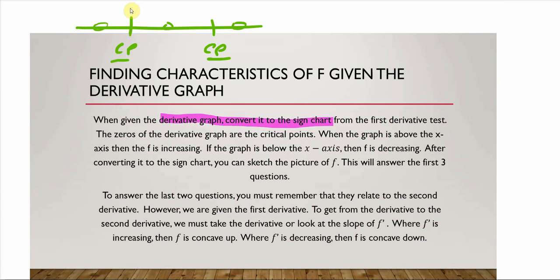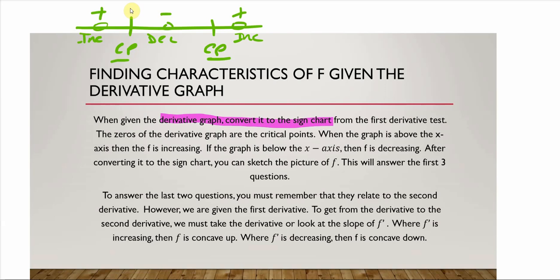Could be any numbers in between these and each interval, but not the CPs. And we plug them into the derivative, and if it was positive, it would be increasing. If it's negative, it's going to be decreasing, and if it's positive, it would be increasing. And then from there, we could sketch the graph of f.